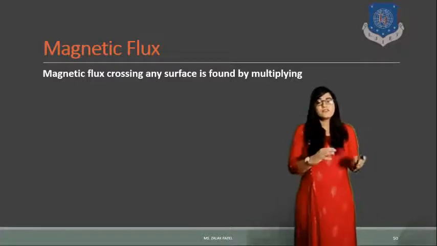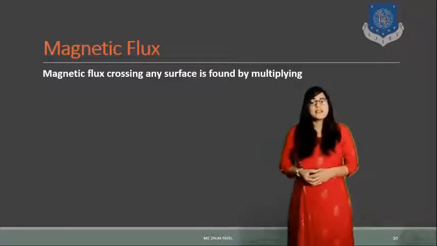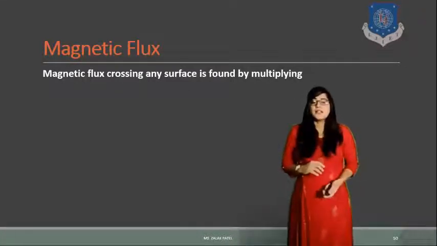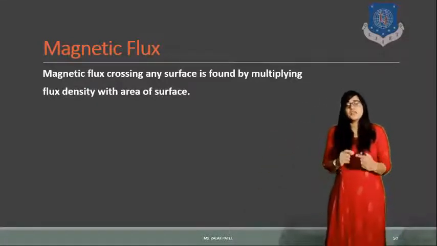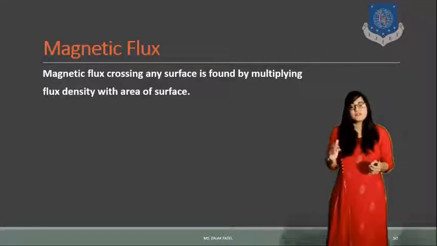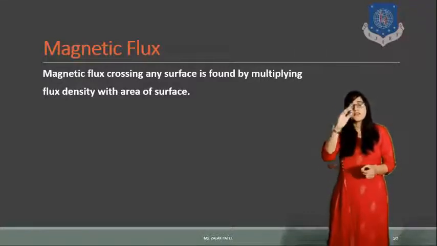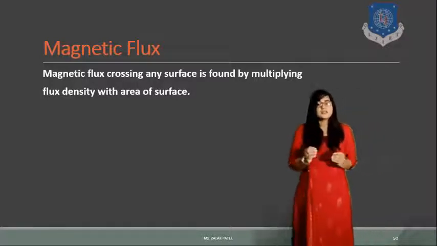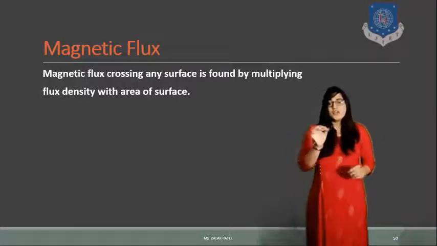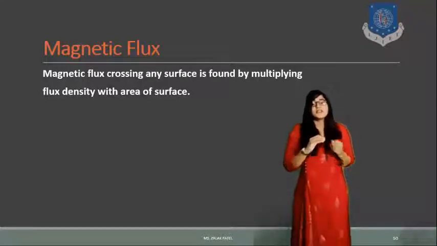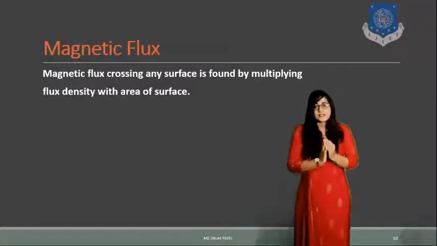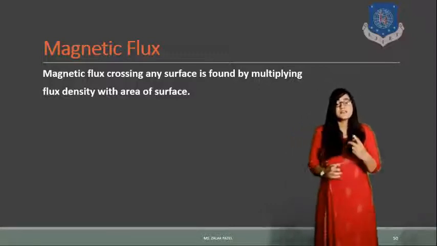Magnetic flux crossing any surface is found by multiplying the flux density with the area. Similar to the electric flux, psi is equal to the surface integration of D dot dS. If you remember Gauss law, there we did D dot dS, where D is the electric flux density. Here you have to use magnetic flux density, and magnetic flux density is B bar.